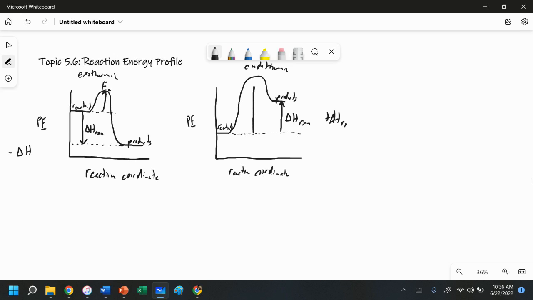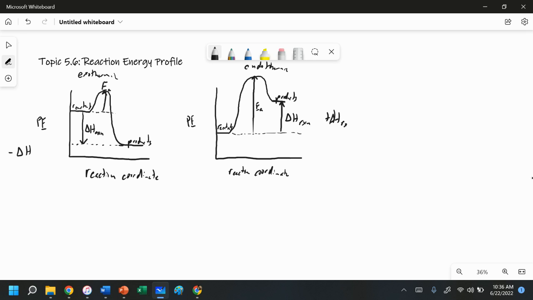The difference between the energy of the reactants up to the activated complex or transition state is going to be the activation energy. So all of this is the activation energy. Notice it's a very large activation energy because this is an endothermic reaction. So we have to put a lot of energy in order to get it to the products on the right-hand side.